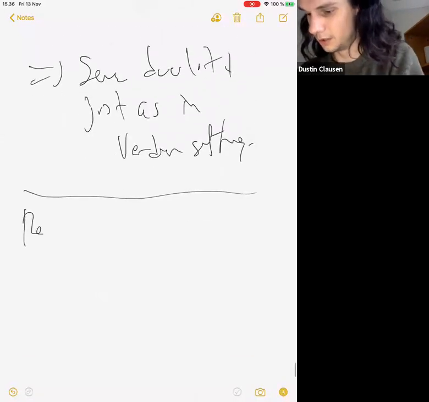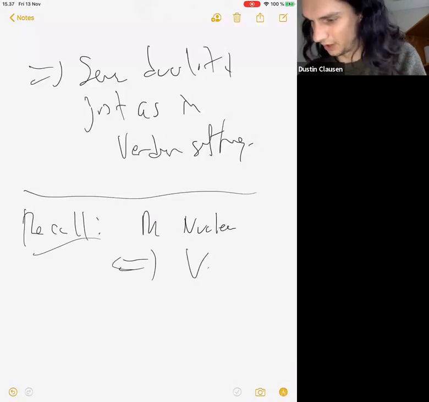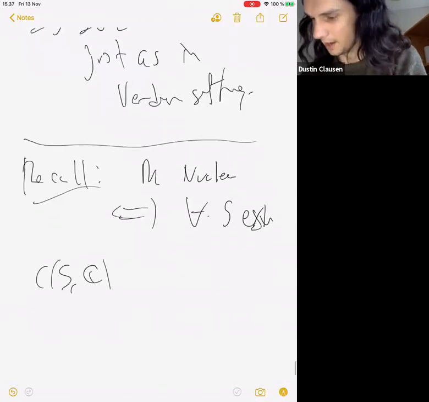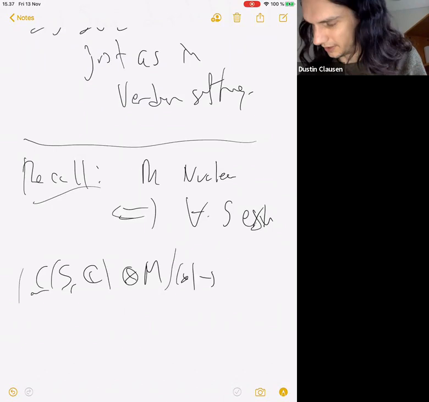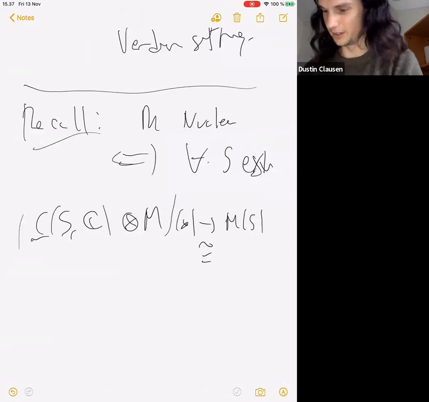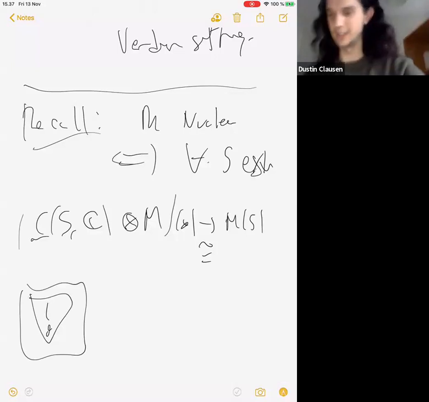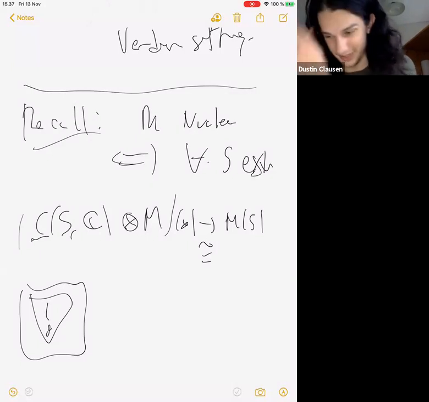So recall, in the p-adic setting, we defined M to be nuclear if for all extremely disconnected S, continuous functions on S with values in the ground ring, in this case C, tensor M on a point mapping to M of S was an isomorphism. Now, there are two major differences in the liquid setting. So first of all, as far as we know, this is not a good definition.